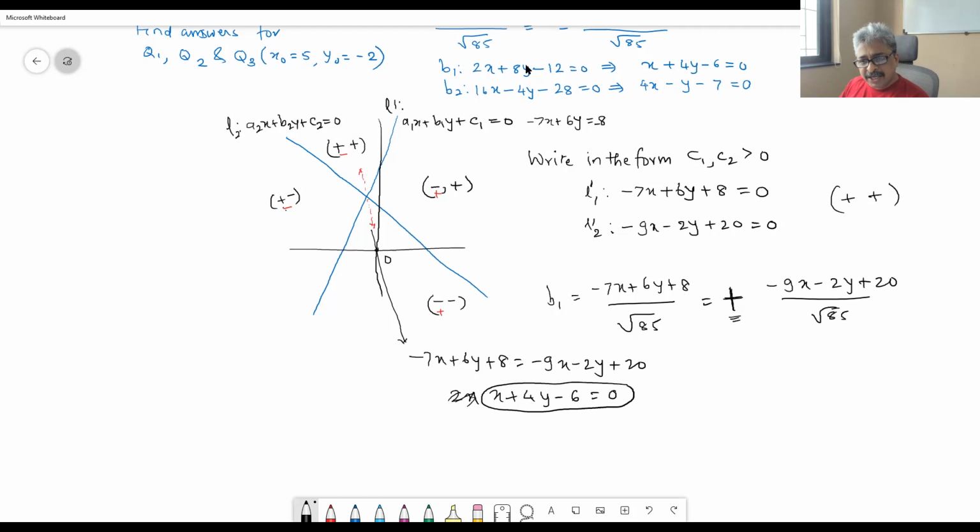Our claim is if we take plus here in RHS, we will get the bisector passing through the quadrant containing the origin. And if we take minus, then we will get the other. Now, can you help me in knowing the reason behind it? Why? Why plus? I will wait for some time.